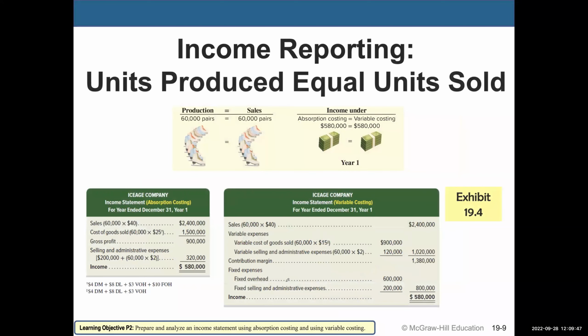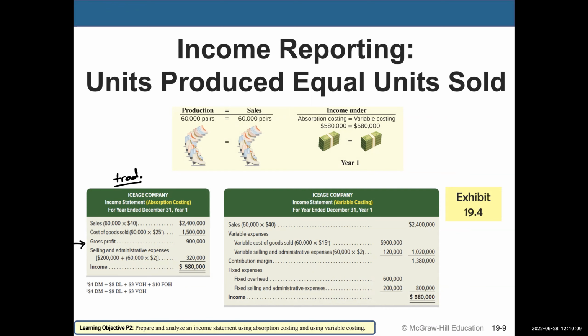So let's go ahead and look. You can see the two income statements. Note here the different formats. Absorption costing, you've got your traditional statement. I know this is traditional because a traditional statement is going to show gross profit. And the key is a traditional statement separates cost by their function, meaning what do these costs do?